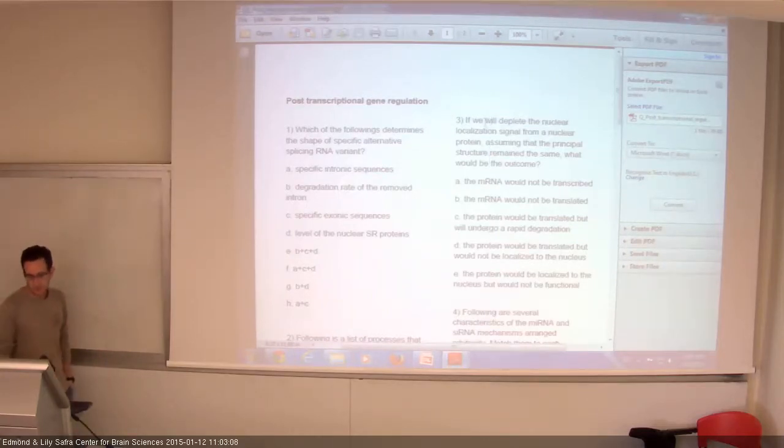If we deplete the nuclear localization signal from a nuclear protein, so up to now you should know what a nuclear protein is, what a nuclear localization signal is, and all that. Assuming that the principal structure remains the same, meaning that whatever change you did didn't affect the structure or other features of the protein, what would be the outcome of such an experiment? The mRNA would not be transcribed; the mRNA would not be translated; the protein would be translated but would undergo rapid degradation; the protein would be translated but would not be localized to the nucleus; and the protein would be localized to the nucleus but would not be functional. What do you think? D, right?